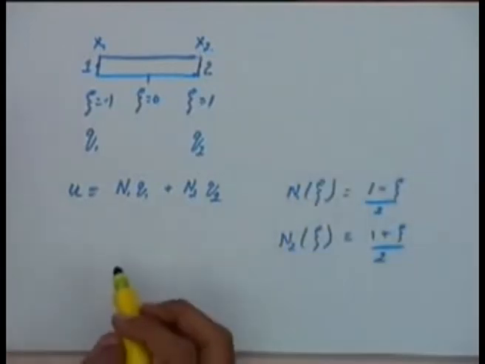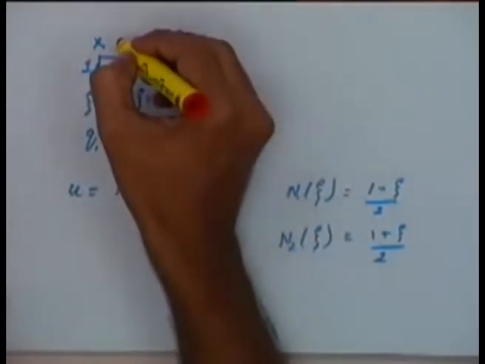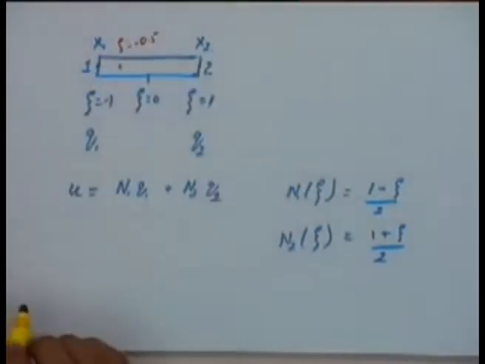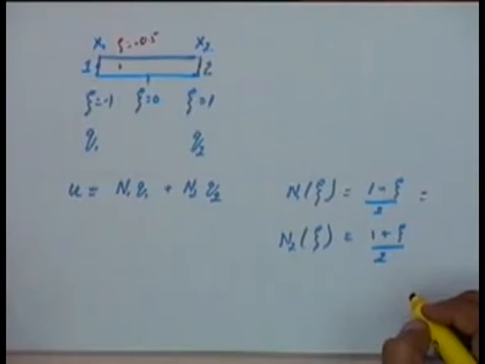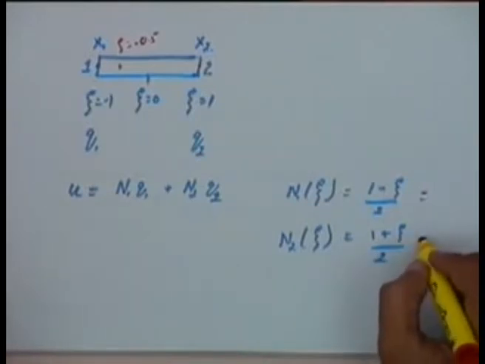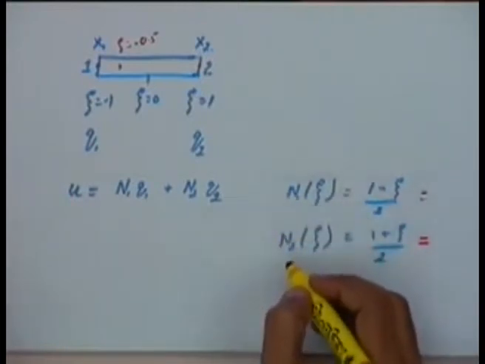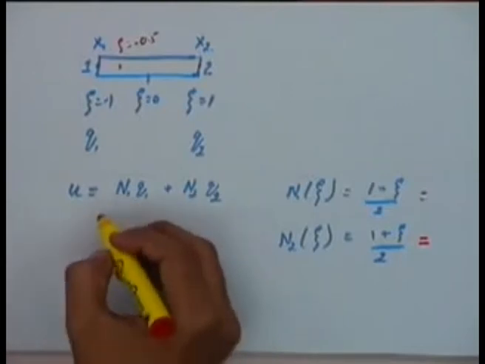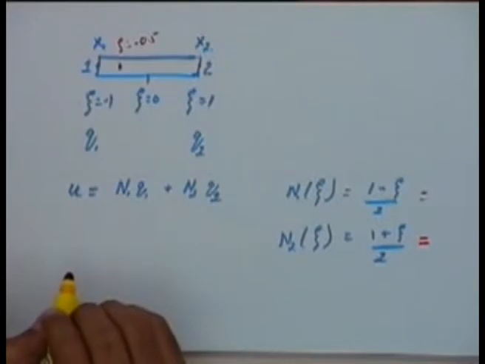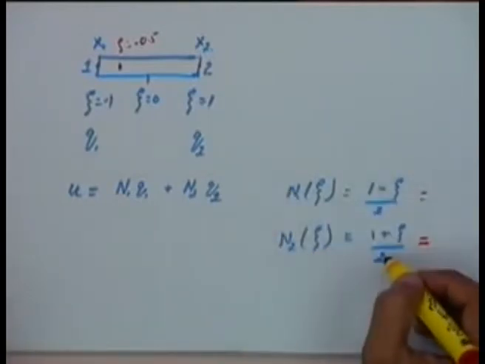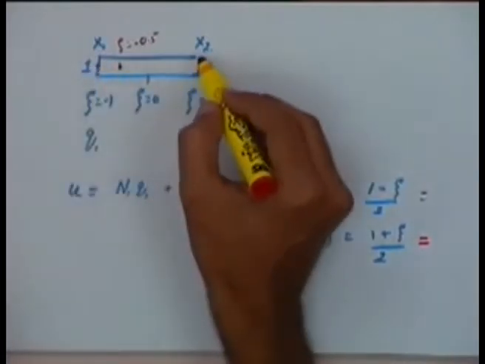What we are basically saying is that if I take any point inside this element, let us say a point where zeta is equal to minus 0.5, I put zeta equal to minus 0.5 and I get some value of n1. Similarly, if I put zeta equal to minus 0.5 here, I get some value of n2. For these values of n1 and n2, I can put them here and get some value for u at this point. And since n1 and n2 vary linearly, this relationship gives a linear variation of u along the length of the element.